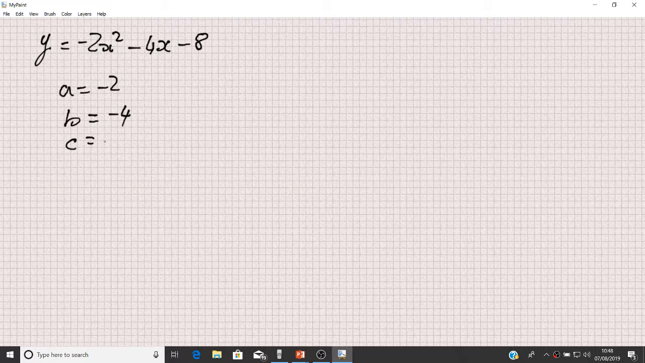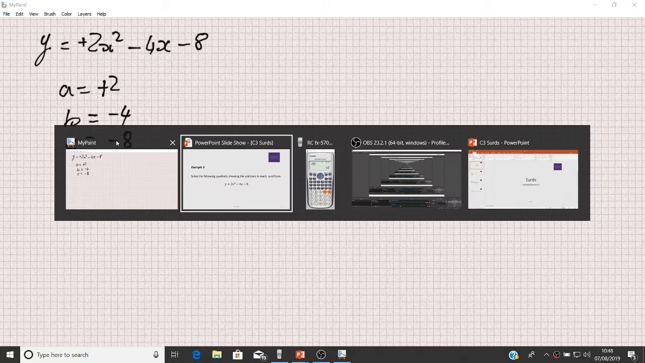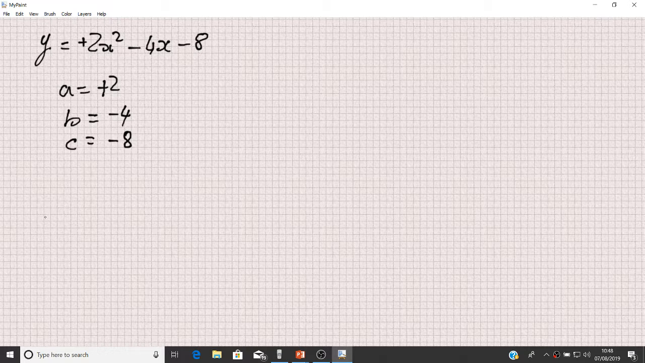I think I may have made an error there. A is actually positive 2. I think I wrote that down incorrectly. A should be positive 2, b is minus 4, and c is minus 8. I'll just take a quick look again. Yeah, that's as I thought. A is definitely positive 2. So if we put this into the quadratic formula, minus b is positive 4.